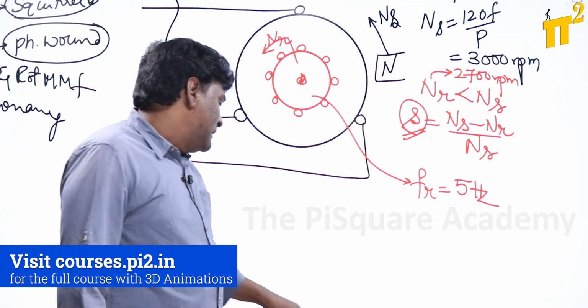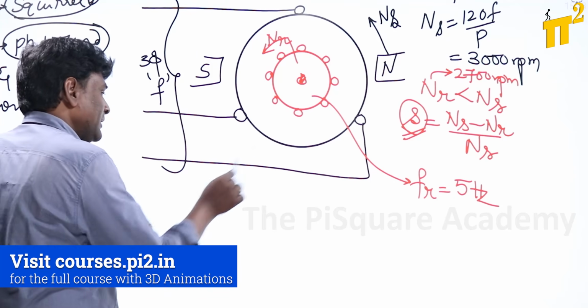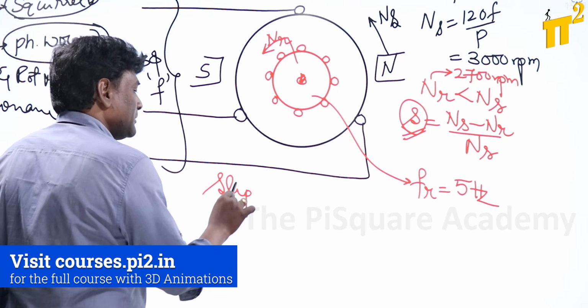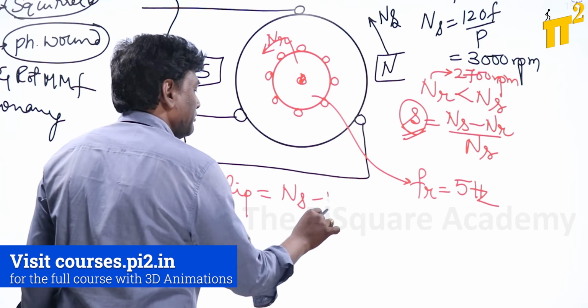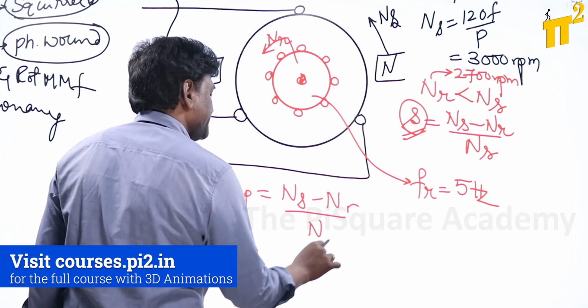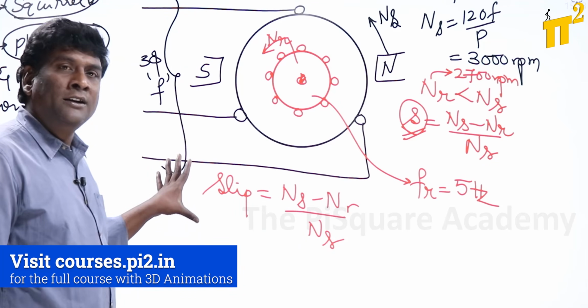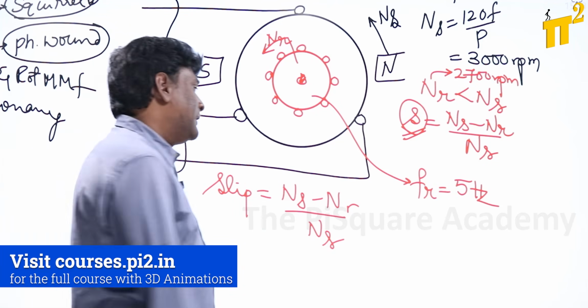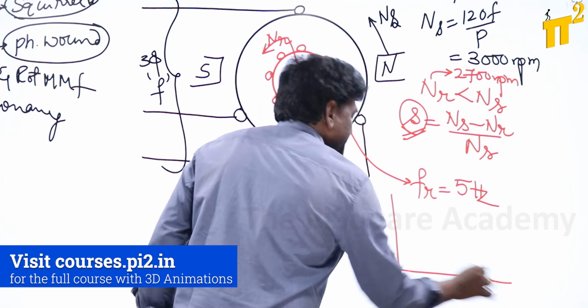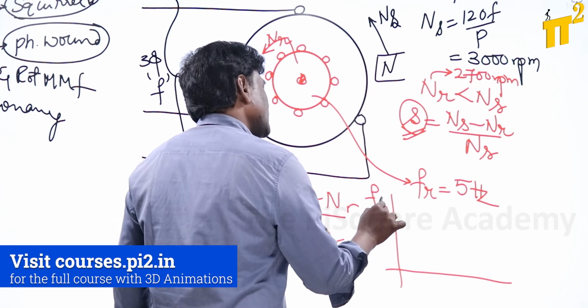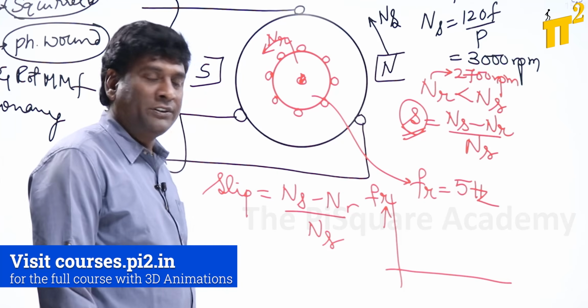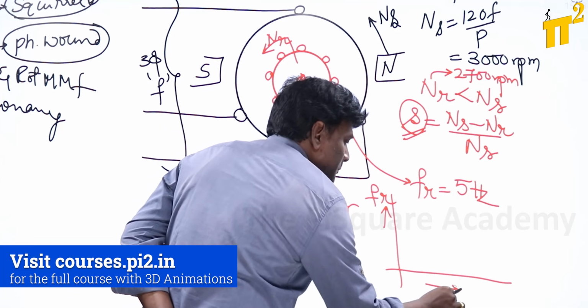Now, let us think of slip. What is slip here? Slip is nothing but (ns minus nr) by ns. This is the slip formula, keep it aside. Now, let me think of rotor frequencies, as a function of the speed of the rotor.